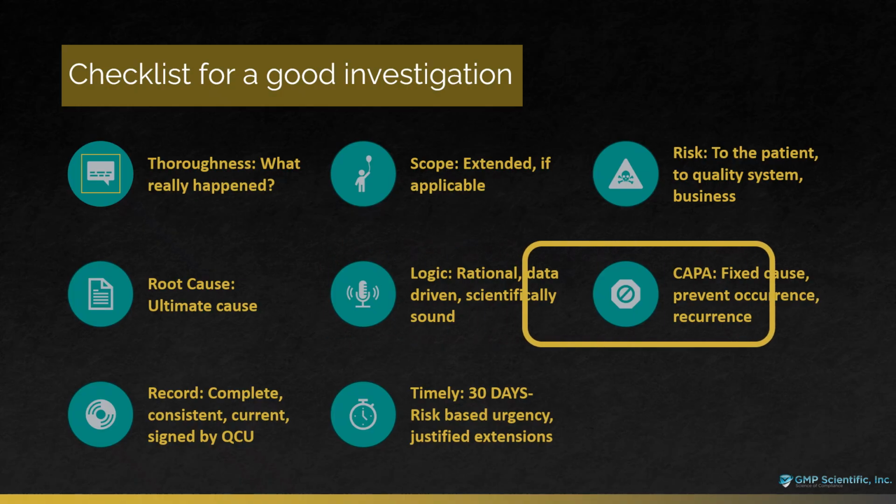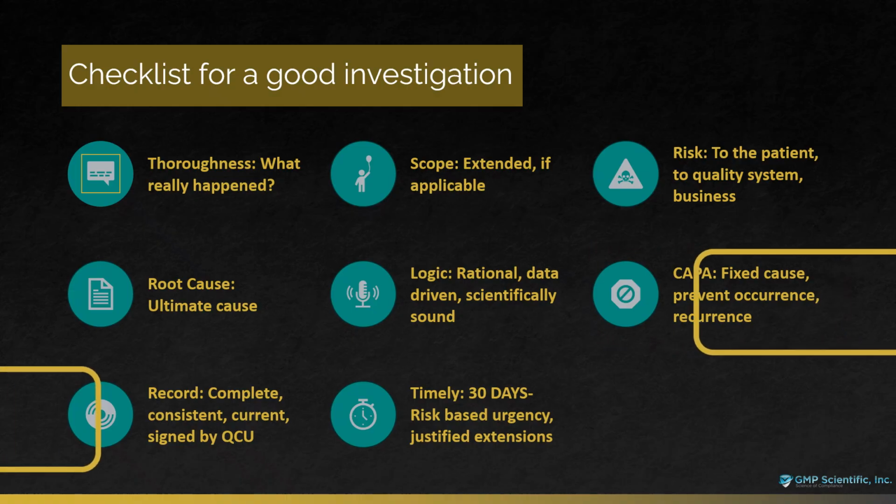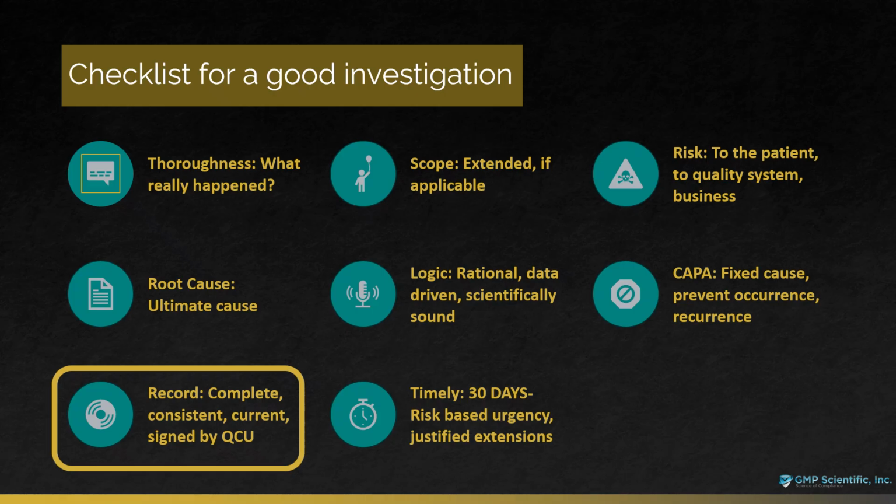Sixth, corrective and preventive actions. These must fix the root cause and prevent recurrence. Generic actions like retraining alone are rarely sufficient unless they directly address the root cause. Seventh, documentation. Records must be complete, consistent, and approved by the Quality Control Unit. If it's not documented, FDA considers it not done.